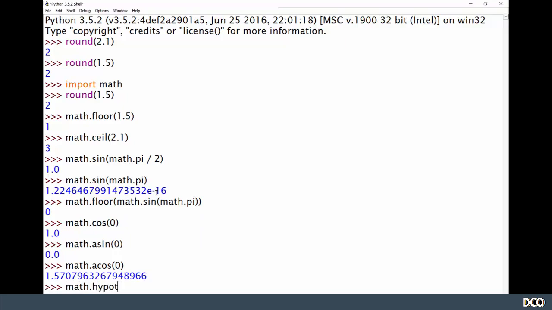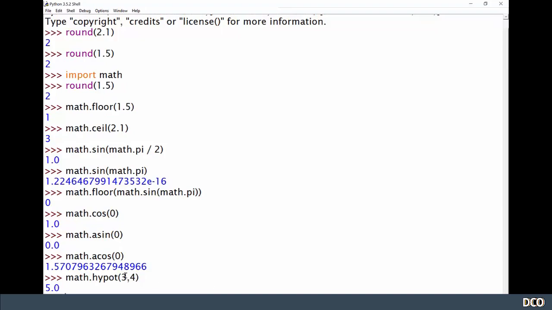math.hypot of 3 and 4, and we're going to get back 5, because 3 squared is 9, 4 squared is 16. Add those together, you get 25. Square root of 25 is 5. This function is also useful for finding resultant vectors in vector algebra as well.